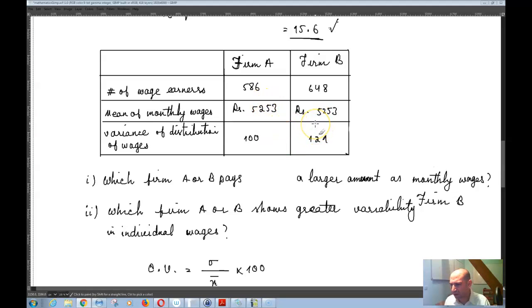I'm not really interested in the value, for example, because you know that the square root of 121 is greater than, of course, the square root of 100. So the standard deviation over here is higher than the standard deviation here. So you can simply answer the question.